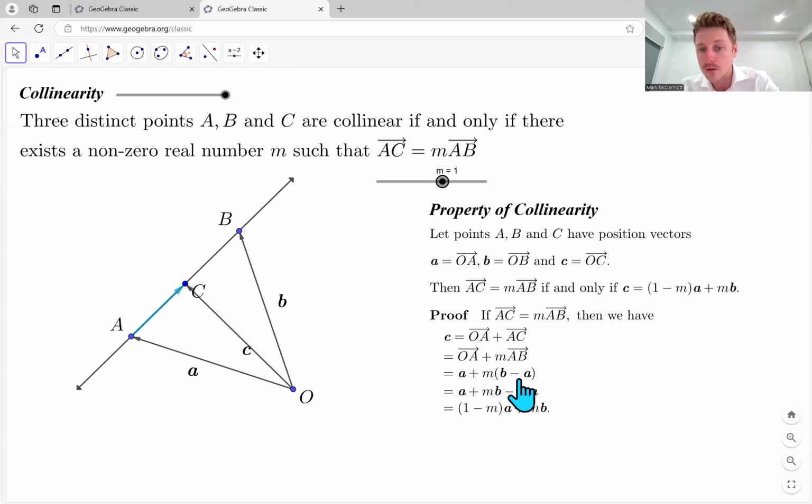So we get a plus M groups of b minus a. Then just expanding the M in, we get vector a plus Mb minus Ma. This first term and this last term have a as a common factor. So it's going to be 1 minus M multiplied by vector a, plus M multiplied by vector b. You're probably wondering why we need to know that. Well, that's an interesting way we can determine if three points are collinear by using this property. So when you're doing collinearity questions and problems, it's important to know this property of collinearity.